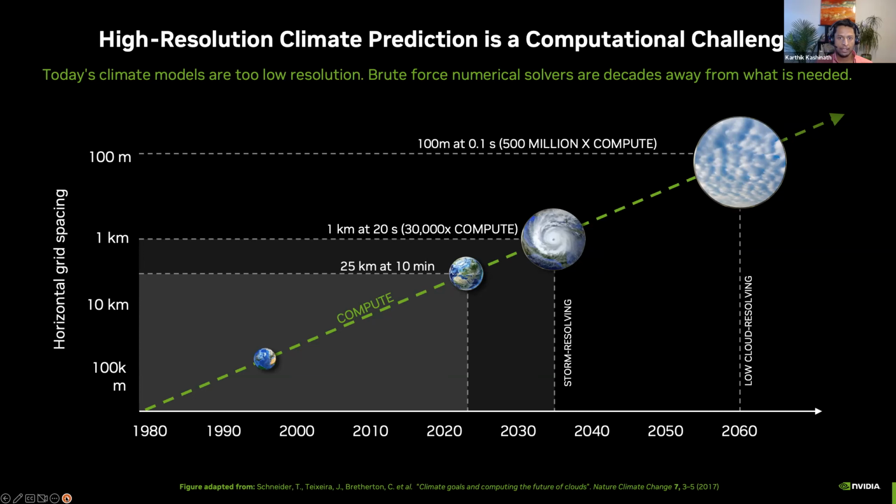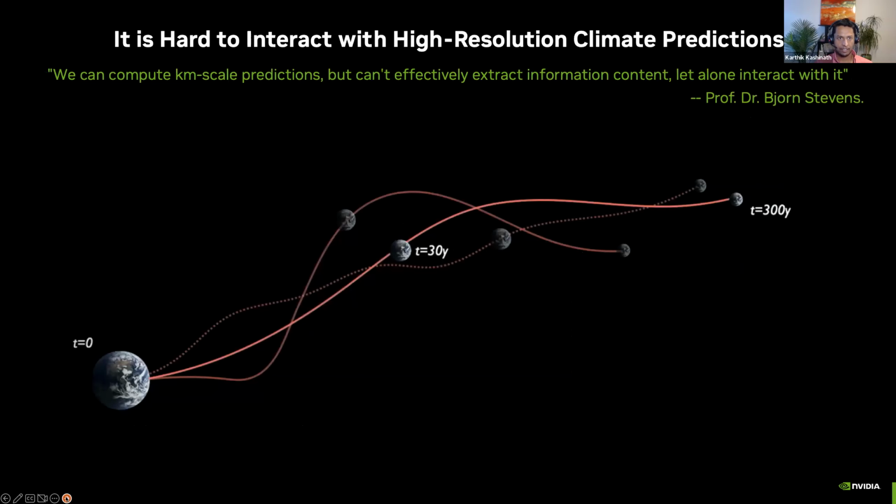And looking forwards towards low cloud resolving models, which are really needed to quantify the uncertainties of climate projections, that would require 100-meter resolution at 0.1 seconds, which is 500 million times more compute than we have today. So clearly, we're not going to reach this with the current computing growth until about 2060, and that might be too late for us to address the serious impacts of climate change.